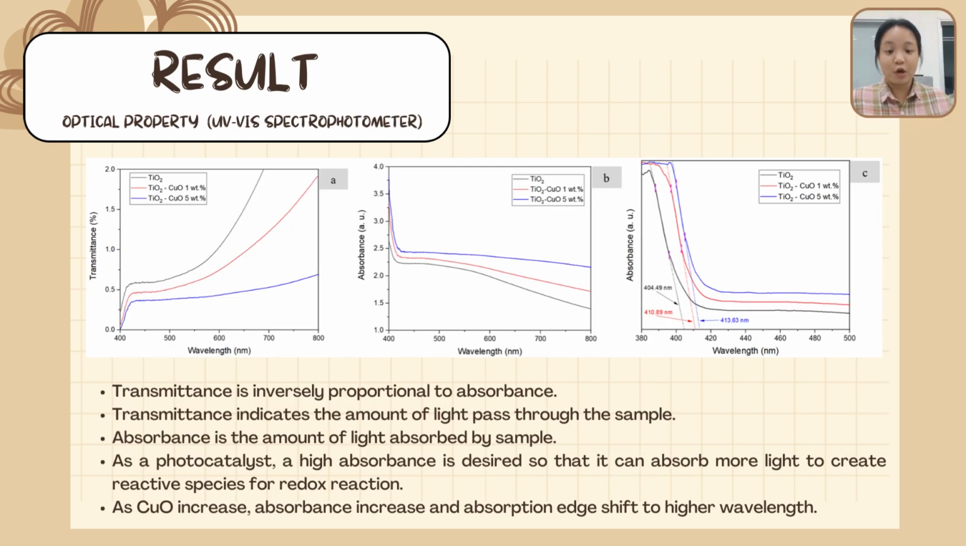The next analysis is optical property, which is done using the UV-Vis spectrophotometer. As you can see from the results, as the amount of copper oxide increases, the absorbance increases and the absorption edge shifts towards a higher wavelength. A higher wavelength is desirable, which means that it can have a photocatalytic effect in the visible region if we do it under visible light. And as a photocatalyst, a high absorbance is definitely desirable because it can absorb more light to create reactive species for the redox reaction during photocatalysis.